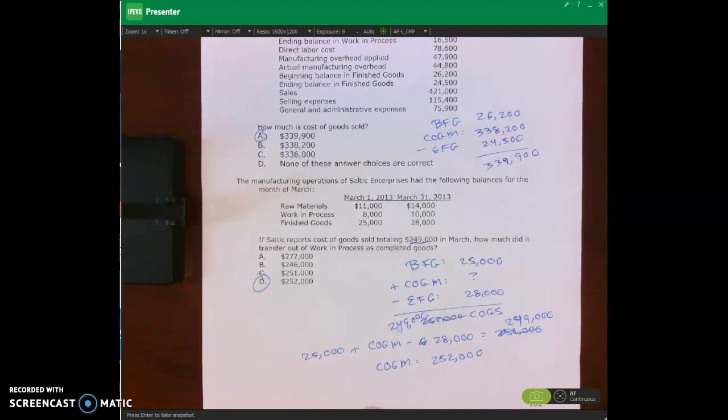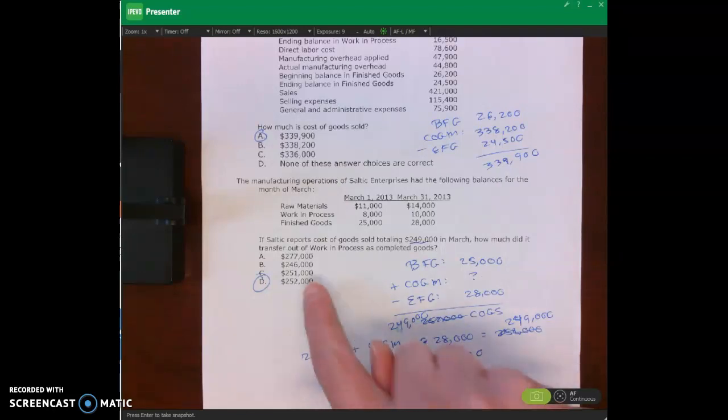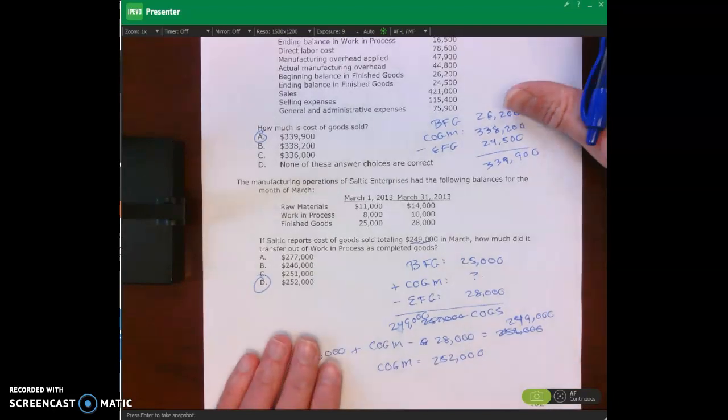So I can set up an algebra formula here to calculate my cost of goods manufactured. I can say my beginning finished goods plus my unknown minus my ending finished goods equals cost of goods sold. Remember, the formula for calculating cost of goods sold is beginning finished goods plus cost of goods manufactured minus ending finished goods. So I can put in my unknown, my COGM. You can label it X if you want to. Solve for X. It's 252,000. That is the correct answer right there.